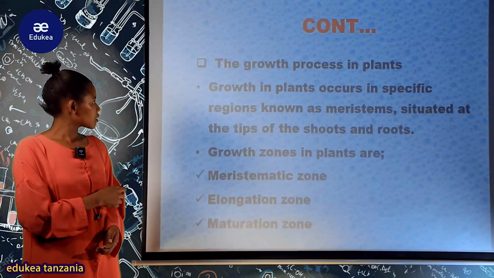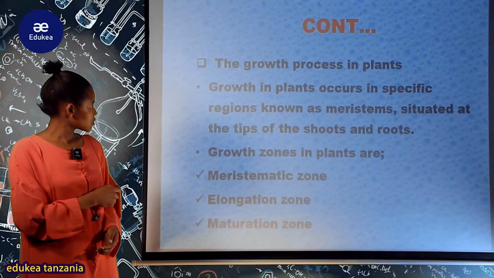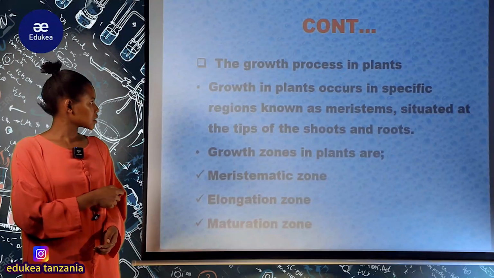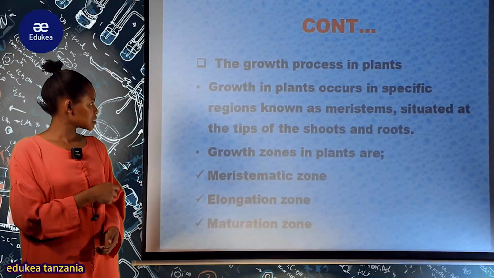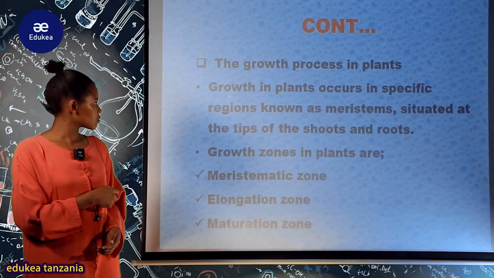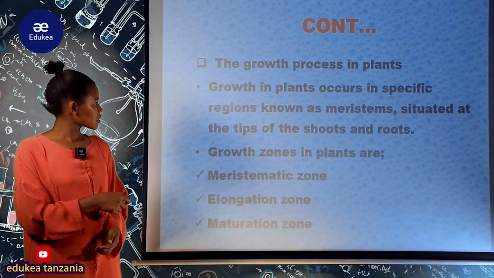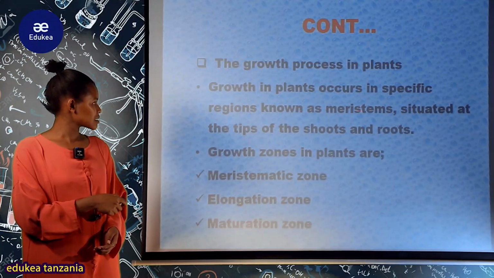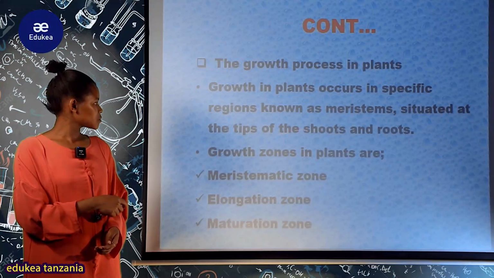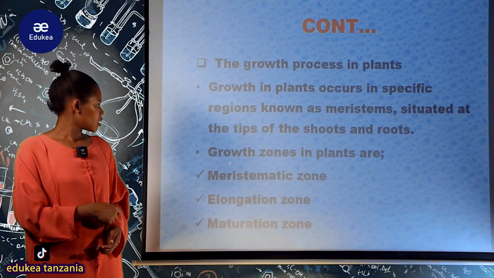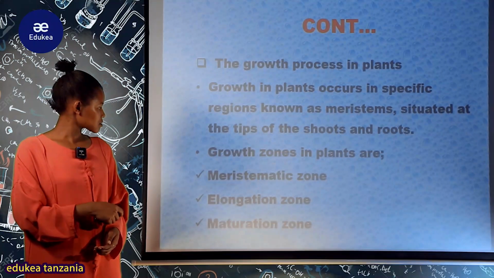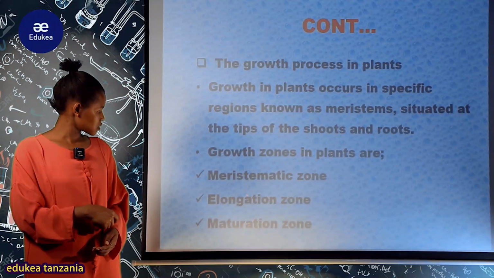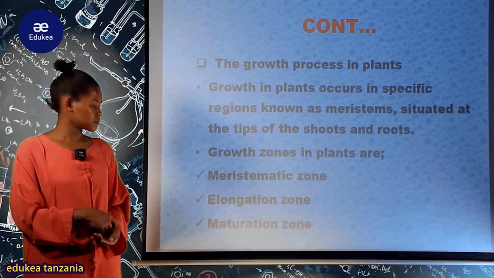Now we are going to look at the growth process in plants. Tunaenda kuangalia growth process in plants. Ni process gani mmea unapitia ili kukua? Growth in plants occurs in specific regions known as meristems, situated at the tips of the shoots and the roots. Growth zones in plants are the meristematic zone, elongation zone and maturation zone.